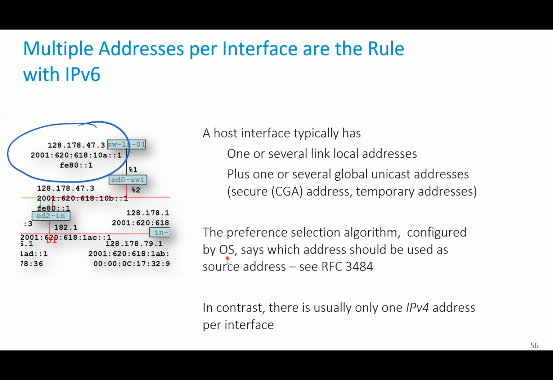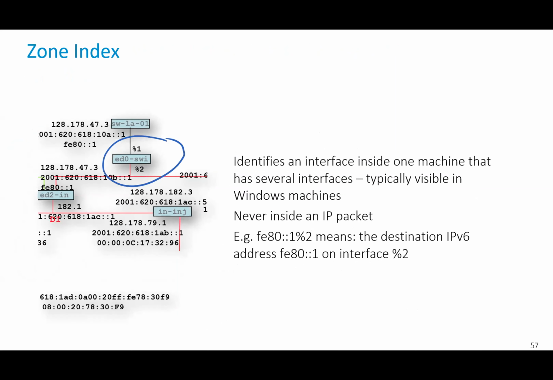Other than that, then there are different rules, and Windows and Mac do different things, but you should expect that there are multiple addresses. So when we do Wireshark, you have to be aware of that. We might see different addresses for the same host. It's quite normal.